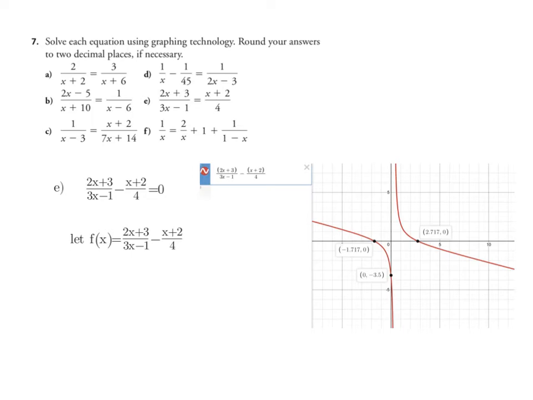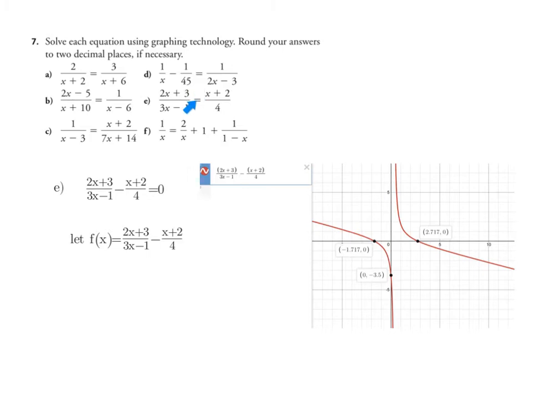If this were greater, what am I doing? See here? No, E. So if this were greater than x plus 2 over 4, then when I bring this over, it would be when is it greater than 0, and my answers would be anything less than negative 1.717, and anything between 0 and 2.717.